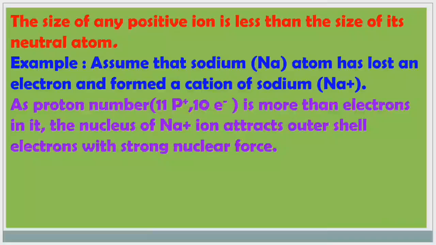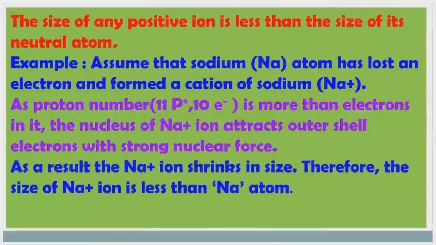The size of any positive ion is less than the size of its neutral atom. As a result, the sodium plus ion shrinks in size. Therefore, the size of the sodium plus ion is less than the sodium atom. So, simply remember that the size of any positive ion is less than the size of its neutral atom.